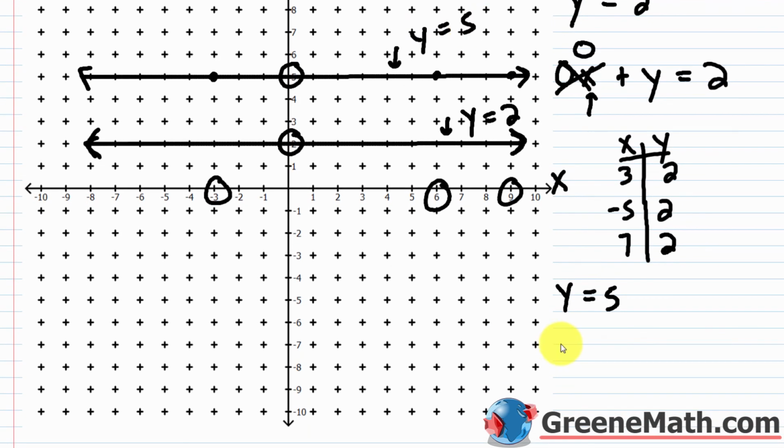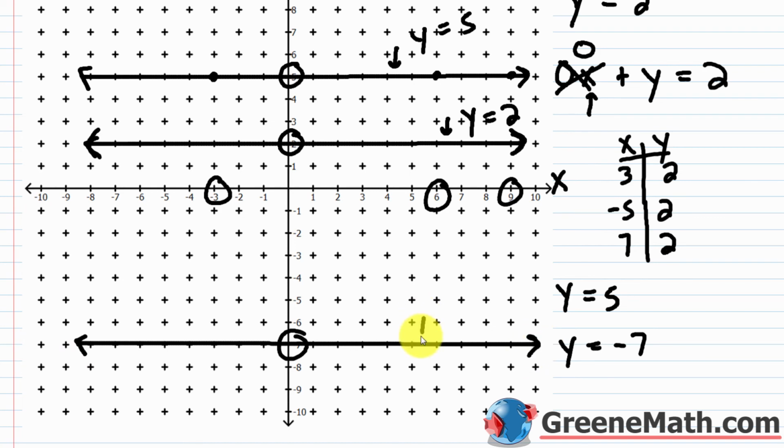And let's say I saw something like y equals, I don't know, -7. Well, I just find -7 on the y-axis, right there. Draw a horizontal line. Okay, it's just that simple. Let me label this as y equals -7.